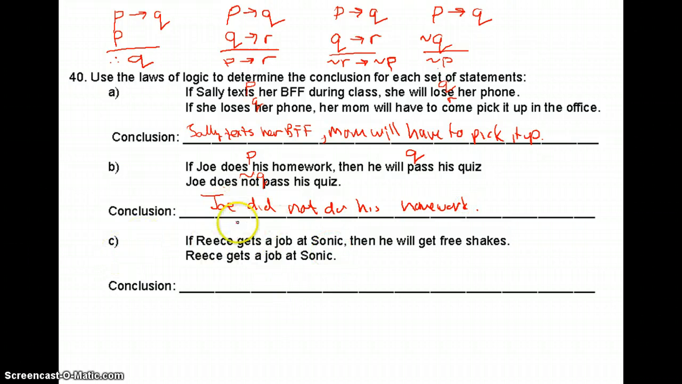Okay, and let's see. If Reese gets a job at Sonic, P, he will get free shakes, Q. Reese gets a job at Sonic, P. So P implies Q, P, therefore Q: Reese gets free shakes. And that's your Unit 3 test review.